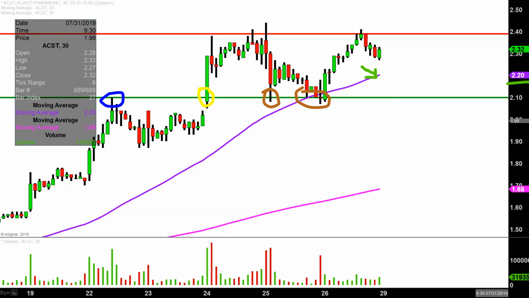But if it doesn't, not the end of the world or anything like that, because you do still have the $2.10 mark down there as that next level of support. So all in all, the chart still looks perfectly healthy. It's just that 240 mark that's really starting to act stubborn. So we'll see if the bulls can maybe get a break of it or not next week.